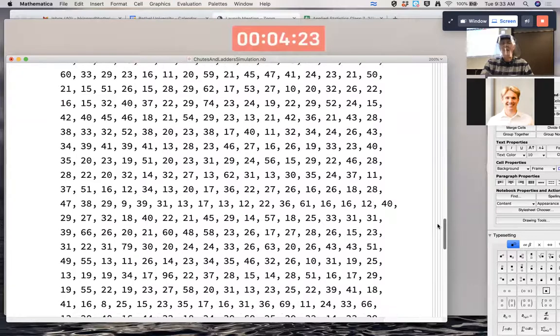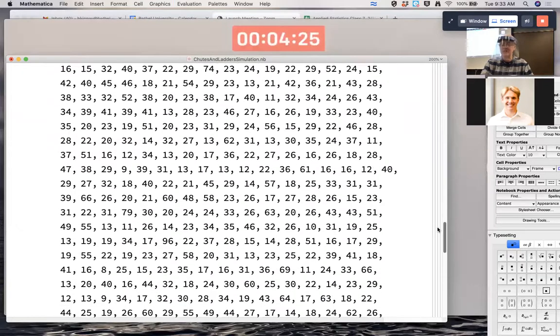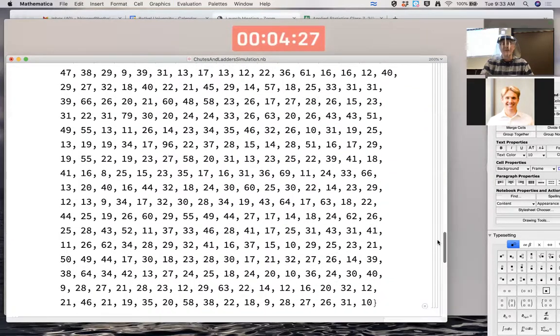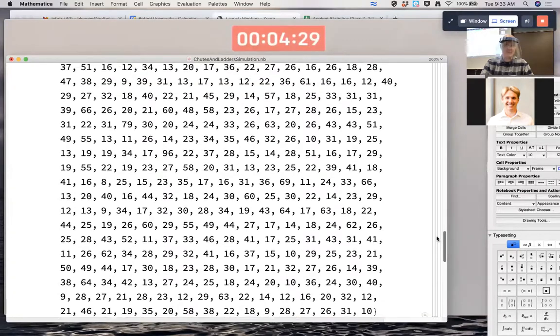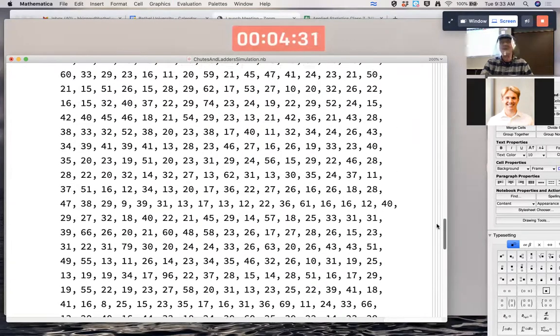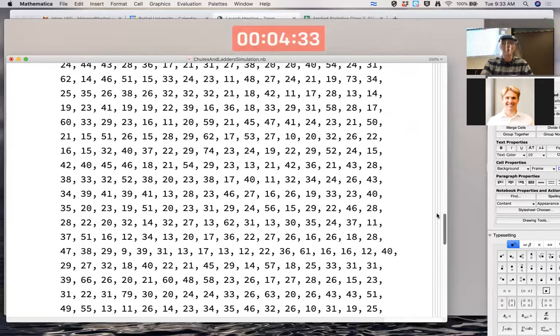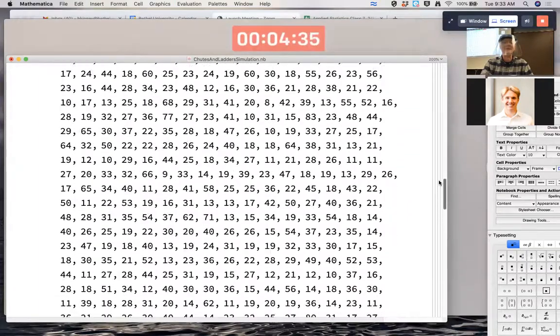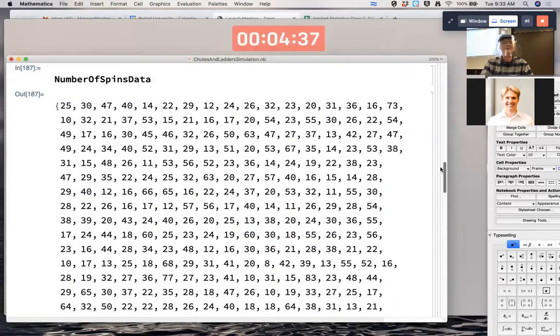How many spins did it take to get to the end to win the game? Of course, you're really only doing one player here instead of two. But you could play Chutes and Ladders by yourself if you wanted to, just for the sake of seeing how long it takes you to get to the end. So there's 1,000 numbers there, 1,000 data points.